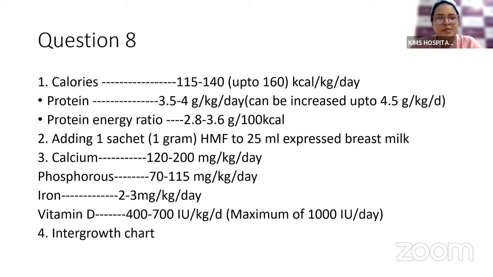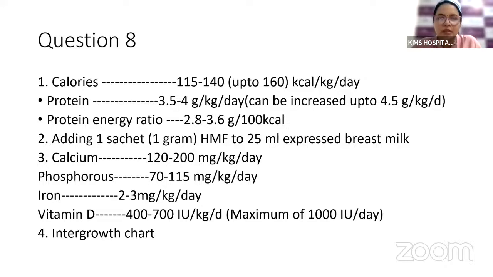So as per ESPGHAN, there have been a lot of modifications. Earlier it used to say 120 up to 135 kilocalories per kg per day. Now, most of the guidelines have been revised in the 2022 paper. So as of now, the calorie recommendation stands at 115 to 140 kilocalories per kg per day. So when you are adding HMF to expressed breast milk, we reach a calorie content of roughly 81 or 82 kilocalories per 100 ml of fortified mother's milk.